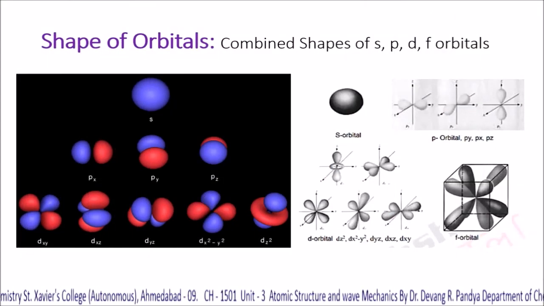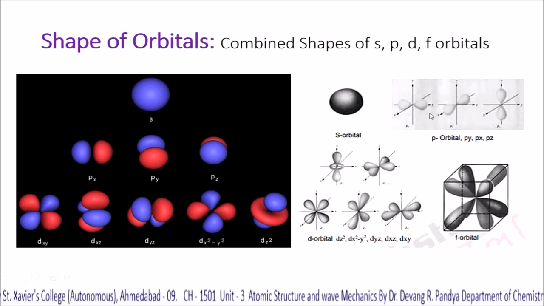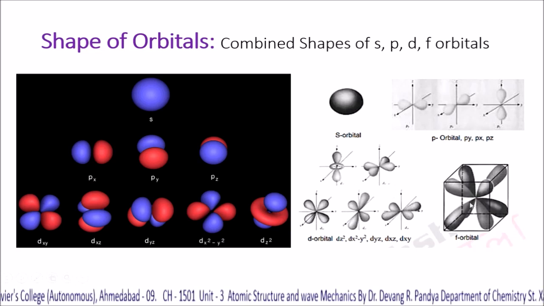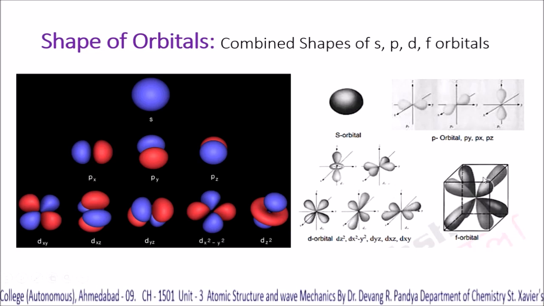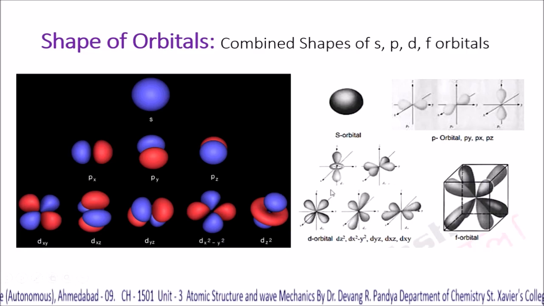This is the shape of combined s, p and d orbitals: s orbital, p orbital, d orbital, and you can see a mixed dumbbell shape, that is the f orbital as well.